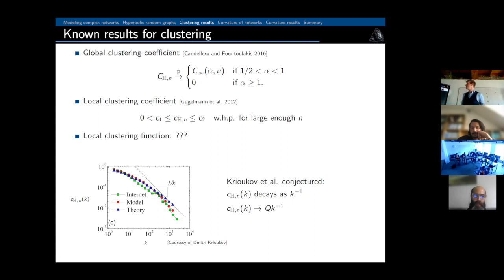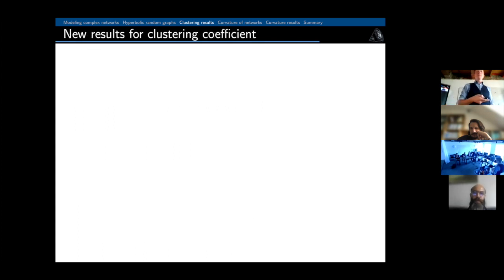They made some computations, and then they checked this with models, and then they conjectured that this function should decay as 1 over k. Basically, this was their conjecture. All right, so we studied both the local clustering coefficient and the local clustering function.